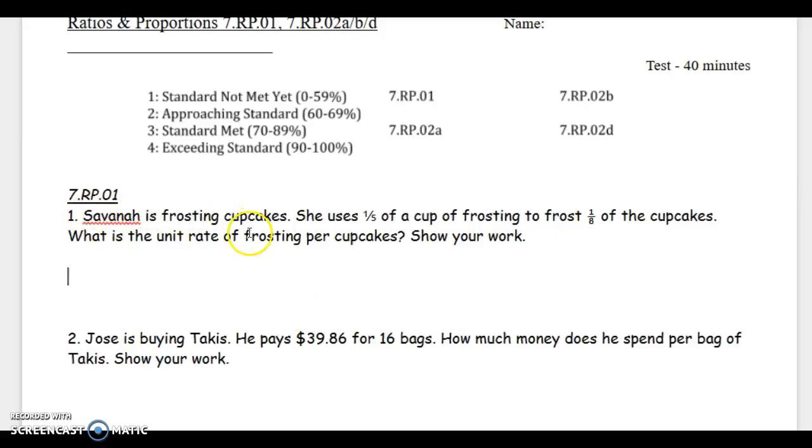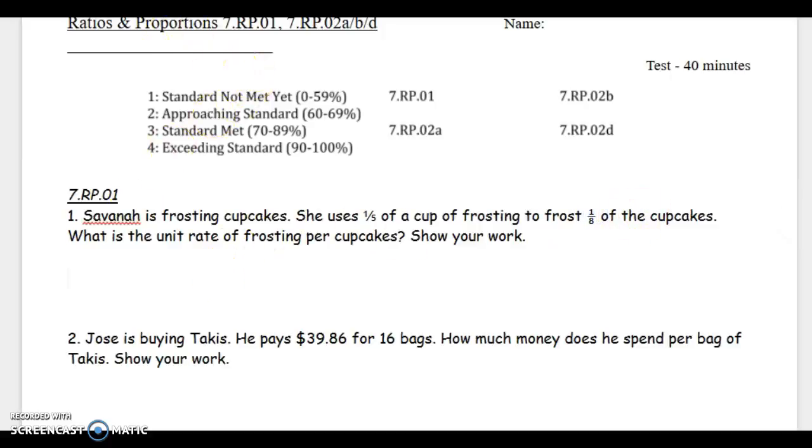Savannah is frosting cupcakes. She uses 1/5 of a cup of frosting to frost 1/8 of the cupcakes. What is the unit rate of frosting per cupcake? Show your work. So the frosting per cupcake is the important part here. It tells us we're comparing frosting and cupcakes, and the unit is cupcakes. So I'm going to take 1/5 of the frosting and divide it by 1/8, which is the cupcakes.